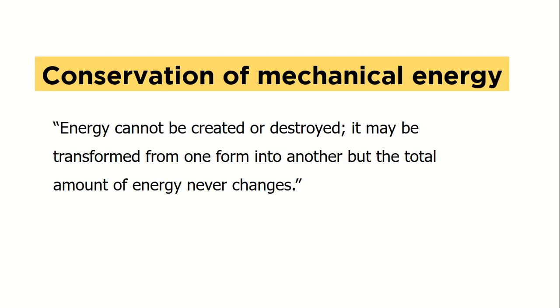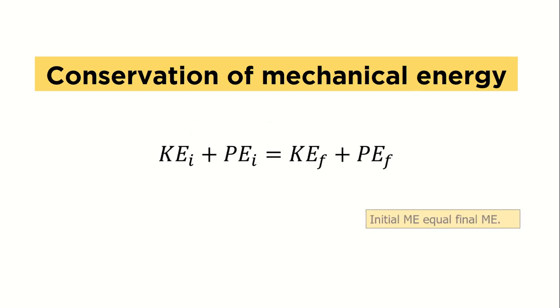We now then understand the full statement of the conservation of energy, which goes like this. Energy cannot be created or destroyed. It may be transformed from one form into another, but the total amount of energy never changes. In equation form, the conservation of energy looks like this. The sum of the initial kinetic energy and potential energy is equal to the sum of the final kinetic energy and potential energy.